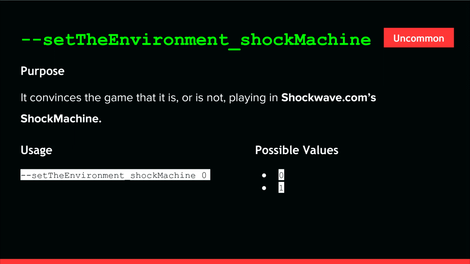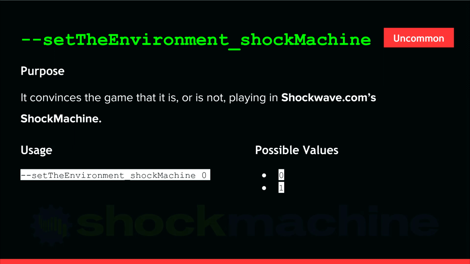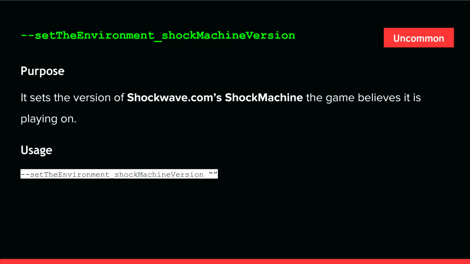The next argument is --set the environment _ shock machine. Shockwave.com had a product called Shock Machine, which allowed you to play their games offline. Some games would only be willing to play offline if being played in the Shock Machine. You can use this argument with the integer 1 or 0 to convince the game that it is or is not playing in Shockwave.com's Shock Machine. Alongside that argument exists --set the environment _ shock machine version. This is to be used with a string with the version of Shockwave.com's Shock Machine.